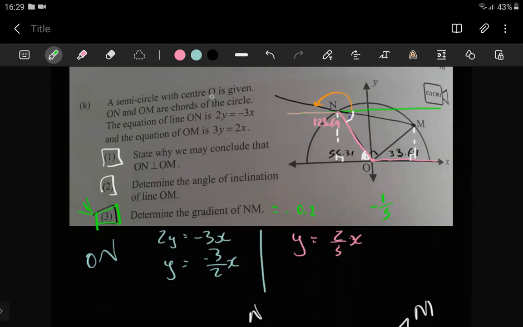A semicircle with center O is given. ON and OM are chords of the circle. The equation of line ON is this. The equation of OM is this. State why they're perpendicular. We stated why they're perpendicular, and then determine the angle of inclination of OM. We did that easily. And then boom, determine the gradient of MN.